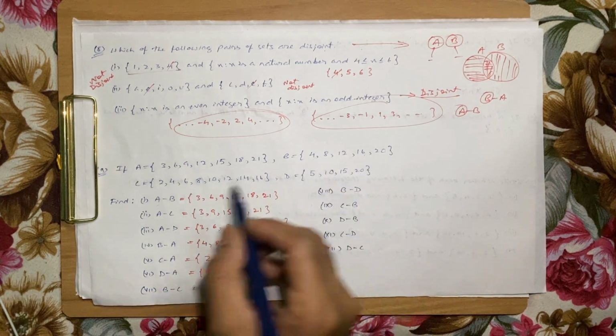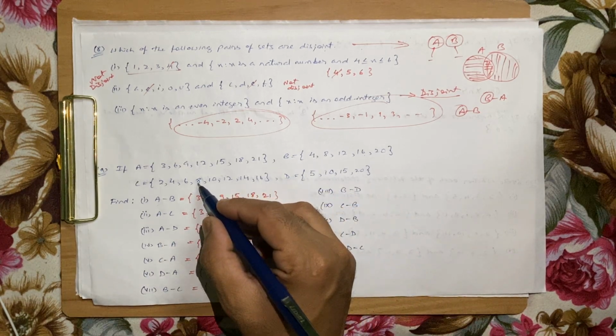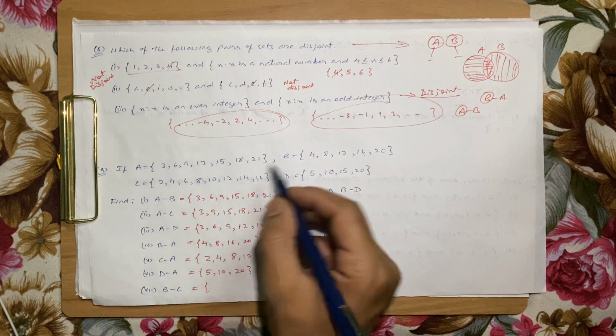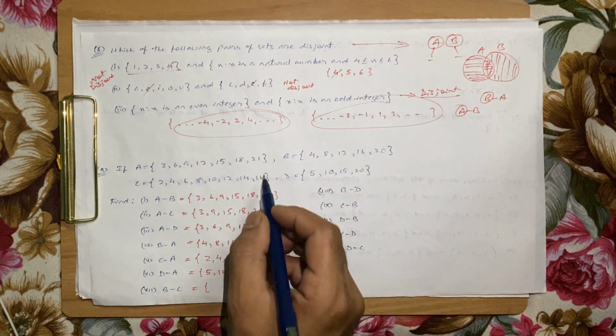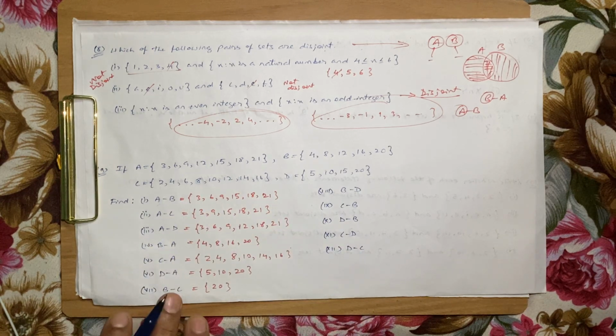the set C. 4, it belongs to this, so I'll not include 4. 8, I'll not include 8 because 8 is there in the set C also. 12 is there, 16 is there, 20 is the only thing that I'll include because 20 is not there in the set C. Okay, it purely belongs to the set B.